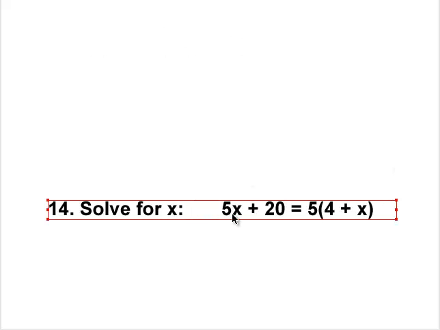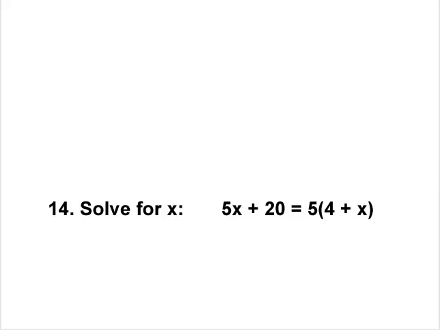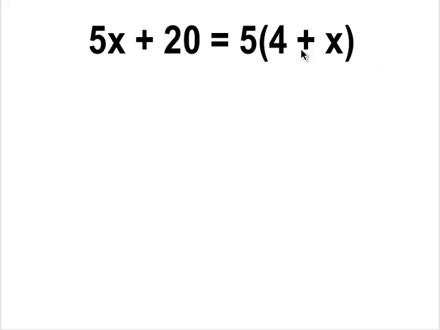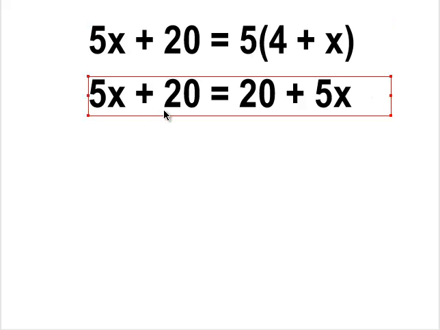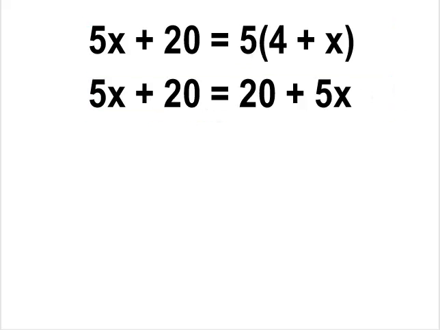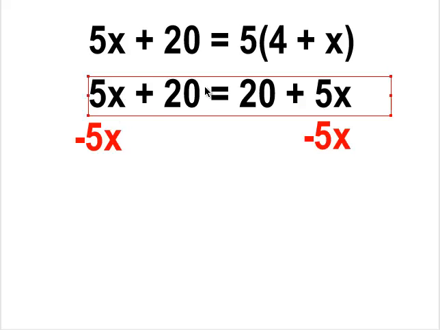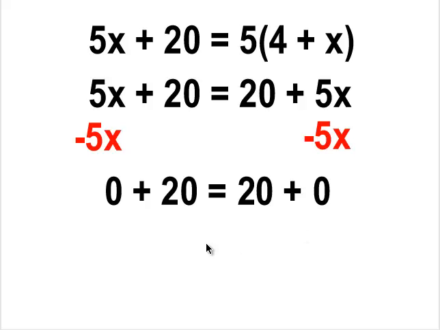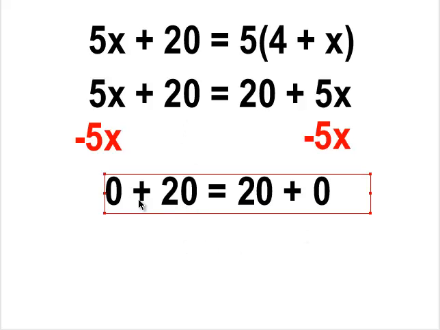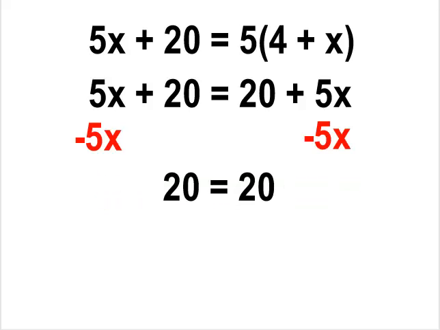The last one is number 14. And there it is. Again, we're going to multiply this side out. So we have 5x plus 20 equals 20 plus 5x. Again, you should see that's an identity right off the bat. They're both the same on either side of the equal sign. But now I'm going to do what most of you guys did. I'm going to add a negative 5x to both sides. So that comes out to 20 plus 0 equals 20 plus 0, which is 20 equals 20.